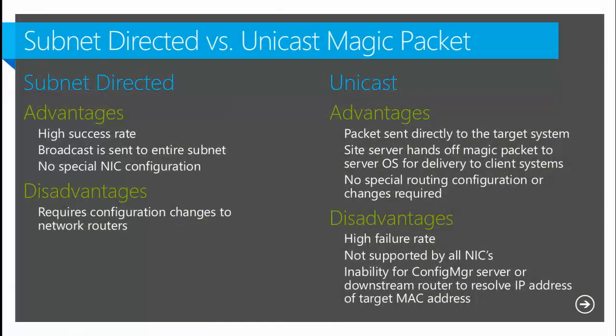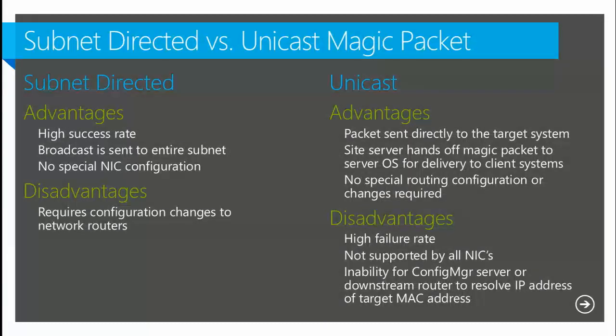Unicast. So the advantage is your site server is basically handing off the packet to the server's networking subsystem and saying, just deliver this out to the target IP address. There's no special routing or networking changes that need to be configured to make it work. The big disadvantage is a significant high failure rate because the server can't resolve that IP address, doesn't know where to go, can't route it properly because the ARP table on switches doesn't get funneled back up to the servers, and they can't resolve the IP addresses. And it's also not supported by all NICs. Wake on ARP, for example, you may need to configure that.